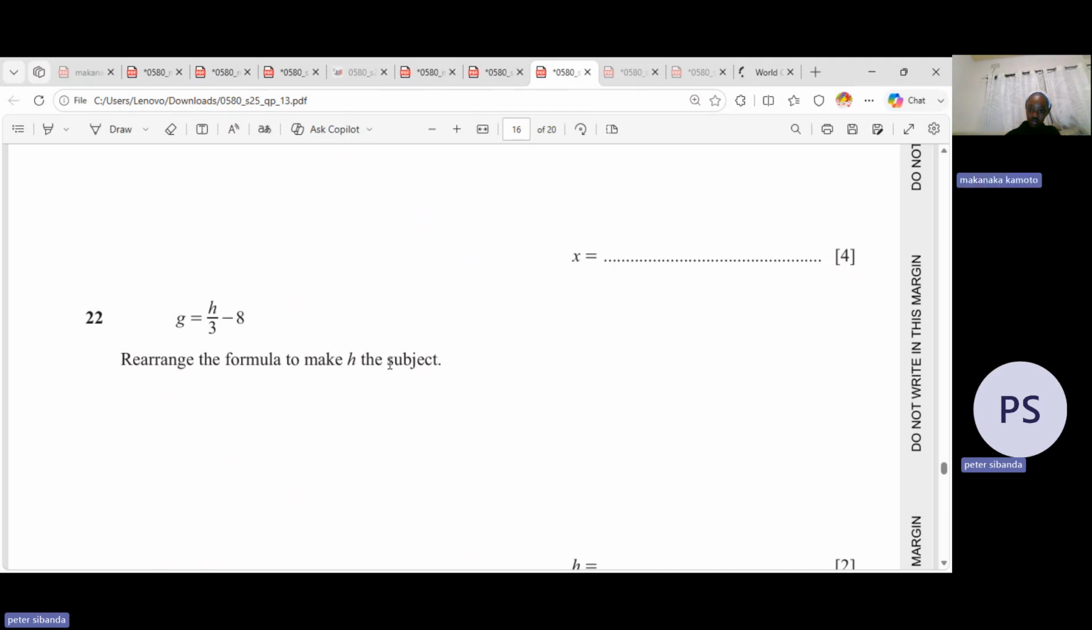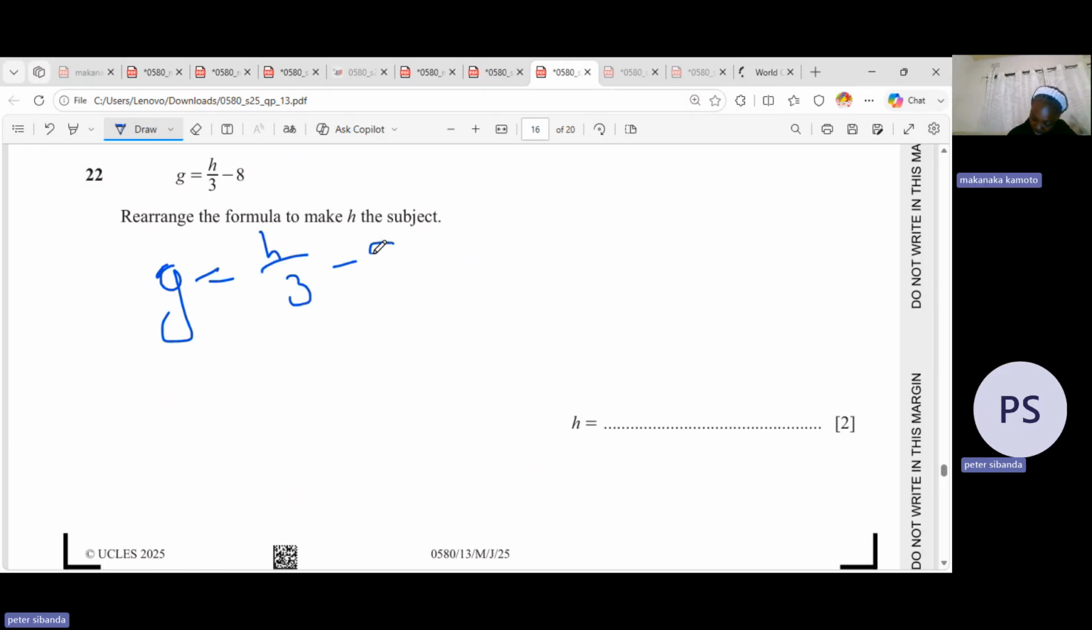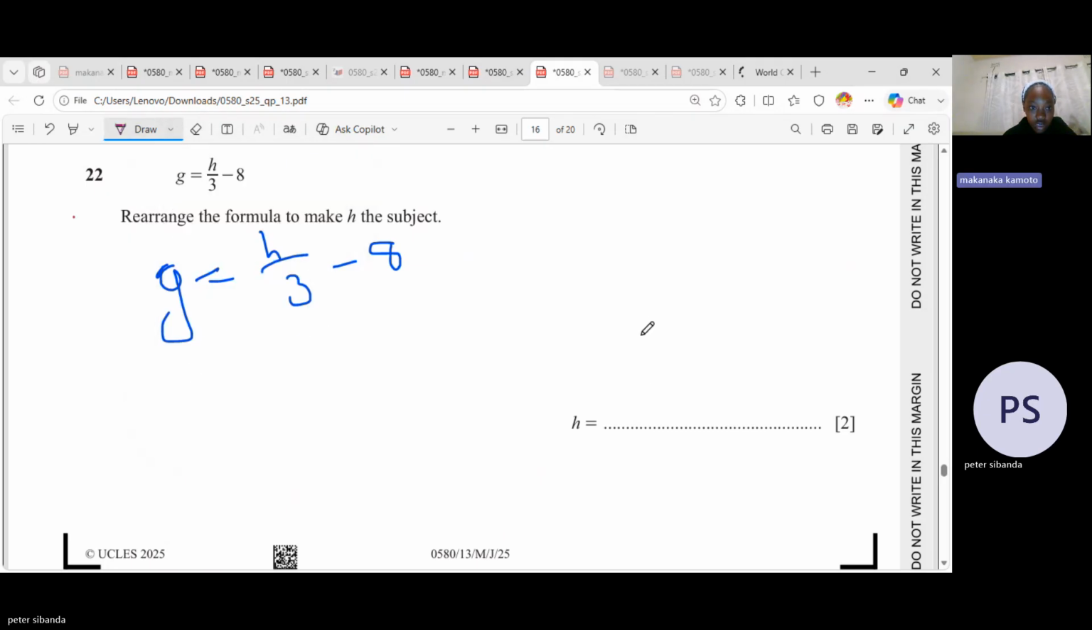Okay. Yes. Here is subject of formula. G is equal to h over 3 minus 8. Rearrange the formula to make h the subject of the formula. So in this case, we have G equals h over 3 minus 8. How many terms do we have here? How many terms?